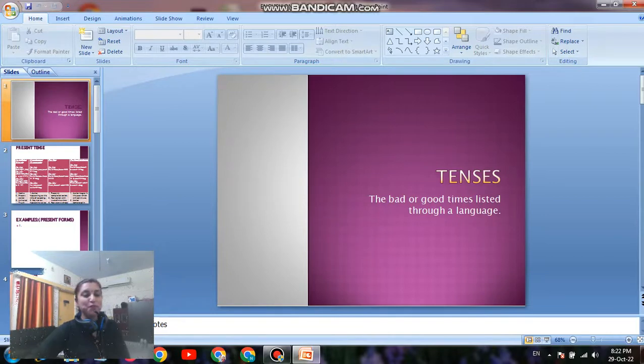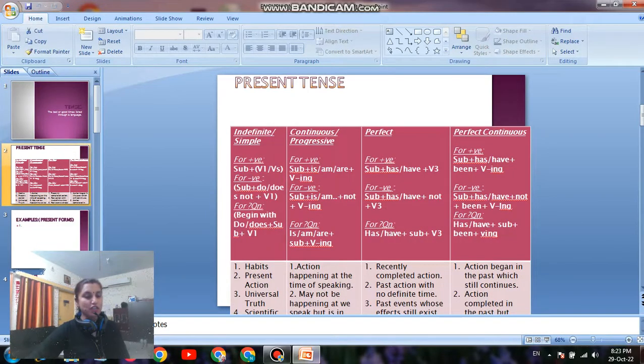And as we are going to list out the bad and good and not so bad and not so good times through this language, that is English. Okay, so today we will be dealing with the usages and proper structuring of present tense, right? Present tense basically is present time. This has been categorized into indefinite or simple, continuous or progressive, perfect as well as perfect continuous, right? So present perfect and perfect continuous tense will go later on. First, let's start with present indefinite or simple tense, right?